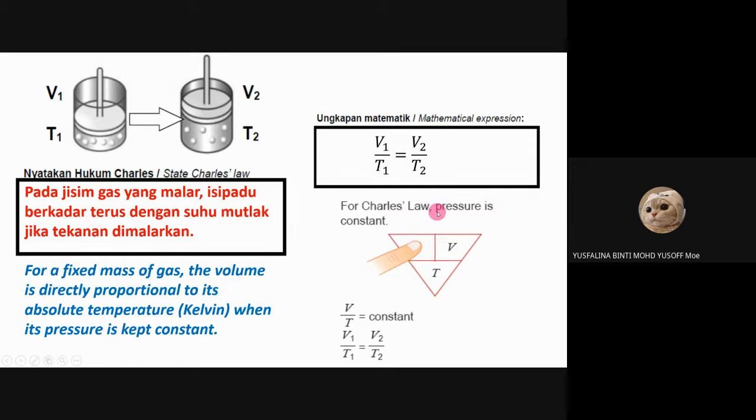Okay, so for Charles' law, the pressure is constant. So remember the triangle. This is actually P, right? When the pressure is constant, you close P here. So it should be V and T, so V divided by T. That's how you use the triangle here. Pressure constant, you close the pressure. If the volume is constant, you close the volume. If the T is constant, you close the T here. So it should be left with P and V. That one is Boyle's law, right? So this is the formula.